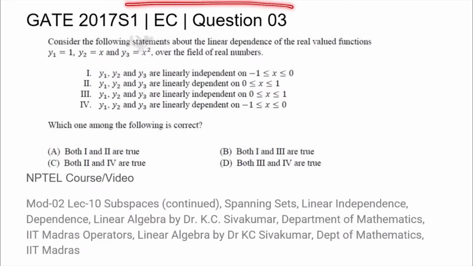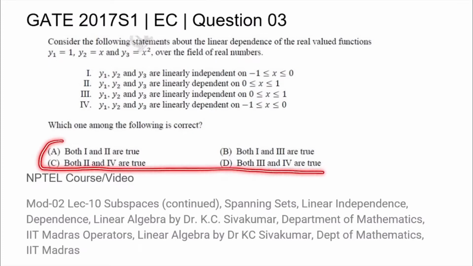This is question 3 from the GATE 2017 session 1 EC paper. This question has to do with the linear dependence of real valued functions y1, y2 and y3 as follows. We have been given 4 statements about the linear independence or dependence of these functions over some intervals on x, and we are asked to find out which of the following combinations of these statements are true.